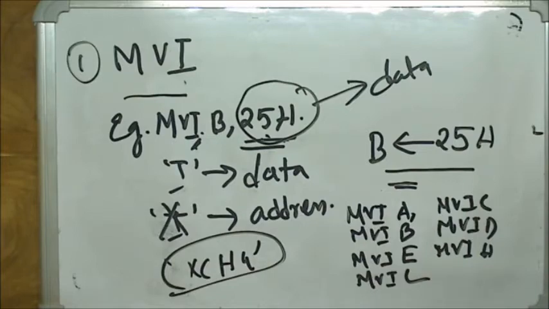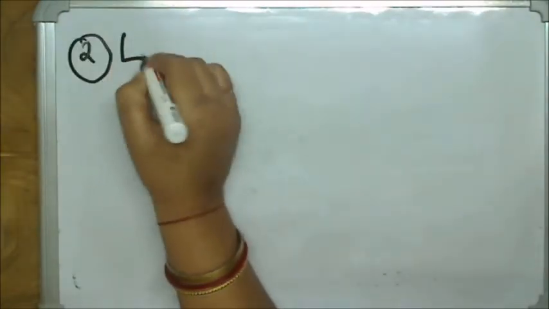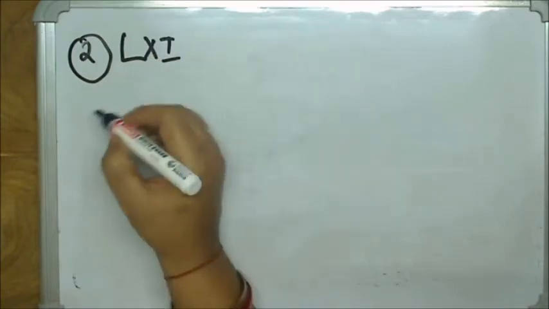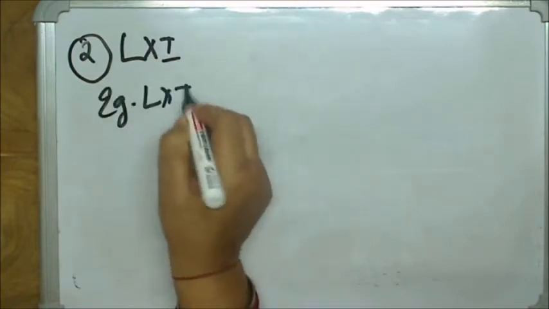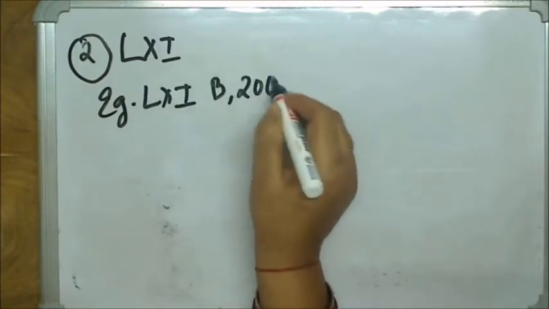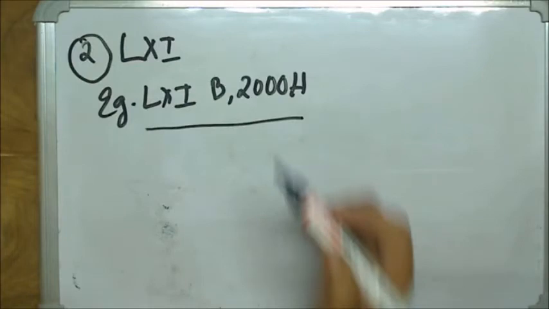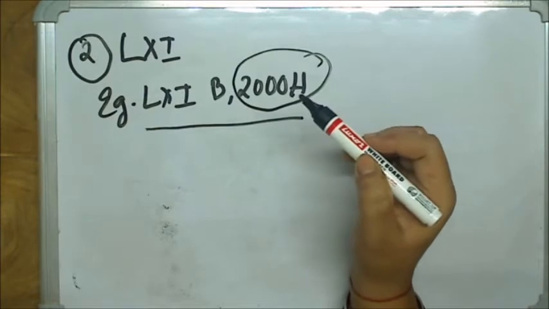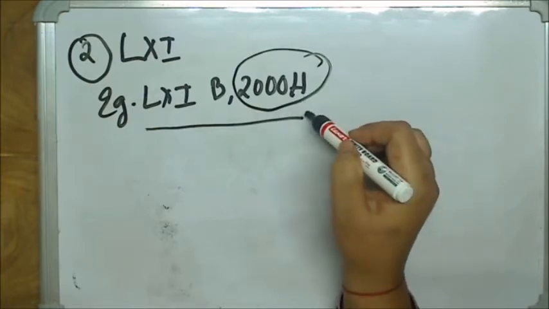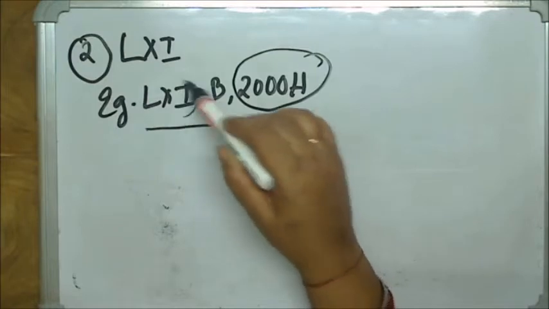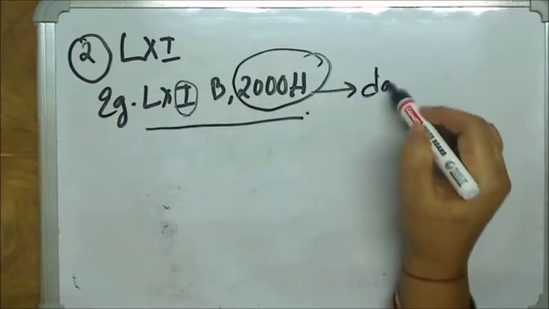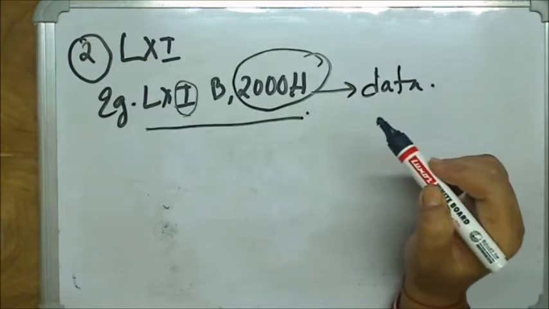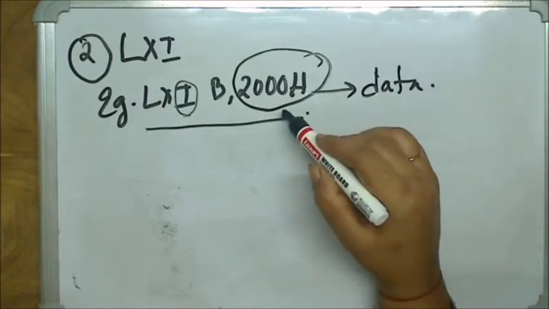Okay, now let us take the next instruction. So MVI is clear. Now the next instruction, LXI. Example is LXI B, 2008. Now again you see a number 2008. As soon as you see a number, you look for an I. Yes, I is there. So immediately we can understand that this 2008 is data. Now 2008 is a 16-bit number, 16-bit data.